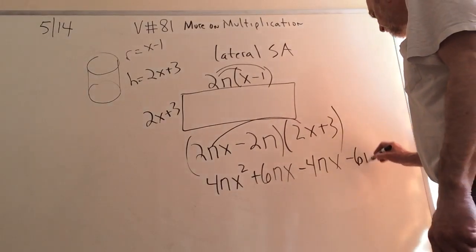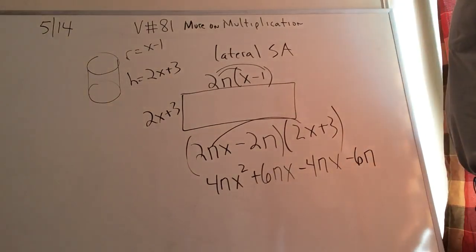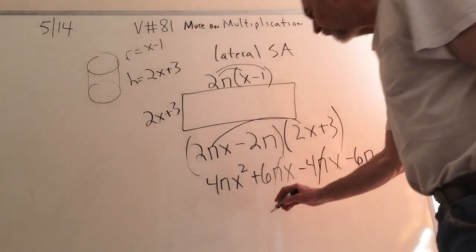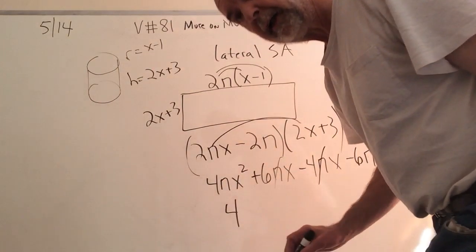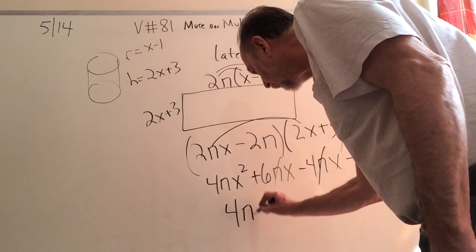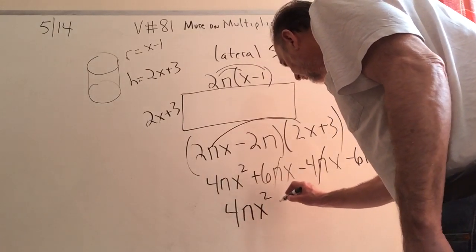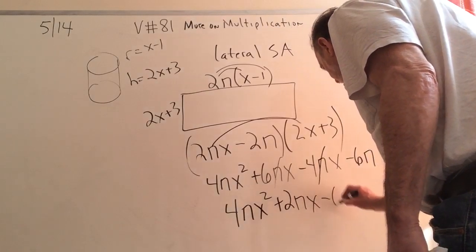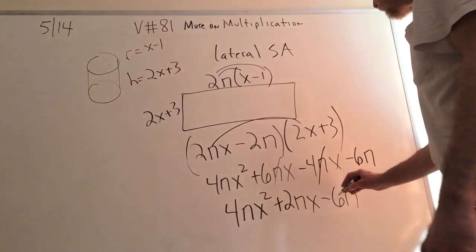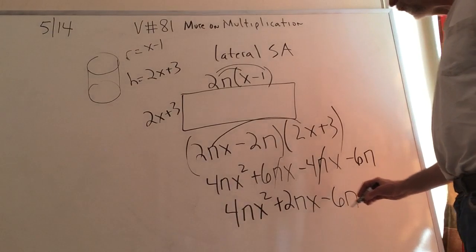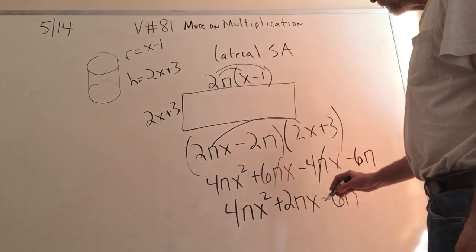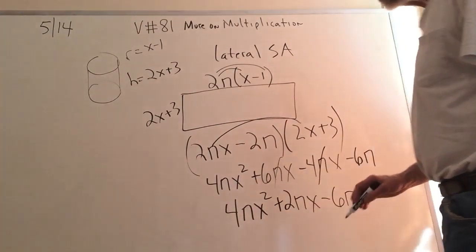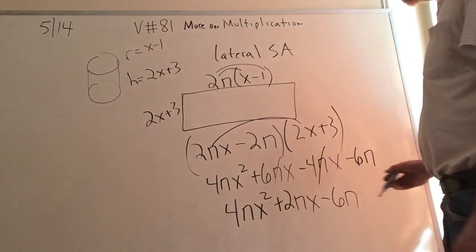minus 6 pi. Okay? So now we see that these are like terms in the middle, or you should see that. Good, the space is good. And there we go. And that's plus 2 pi x minus 6 pi. So this is just 6 times 3.14. This is just 2 times 3.14. And this is 4 times 3.14. You should see it that way.